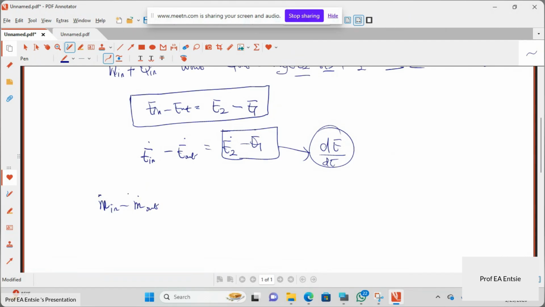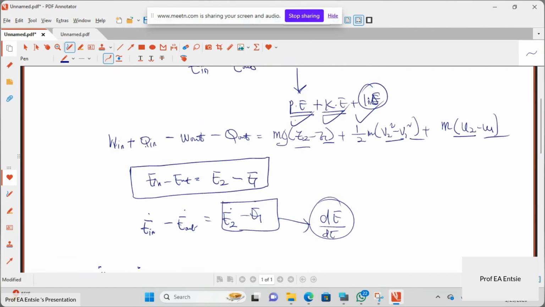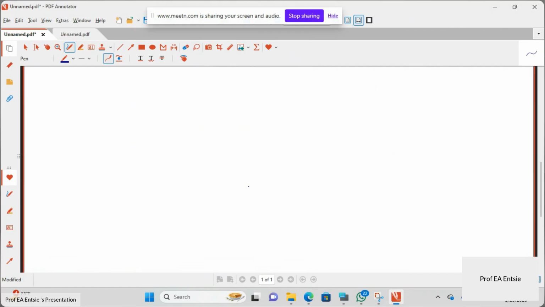You know what this dot means? It means flow, mass flow rate. But for an open system, there can be mass flow rate there. So in an open system, you can have m-dot in, mass flow rate, minus m-dot out, mass flow rate. As simple as that. So this is what I want you to get.